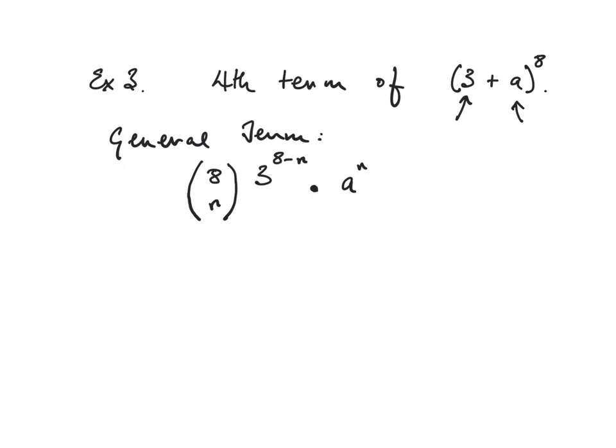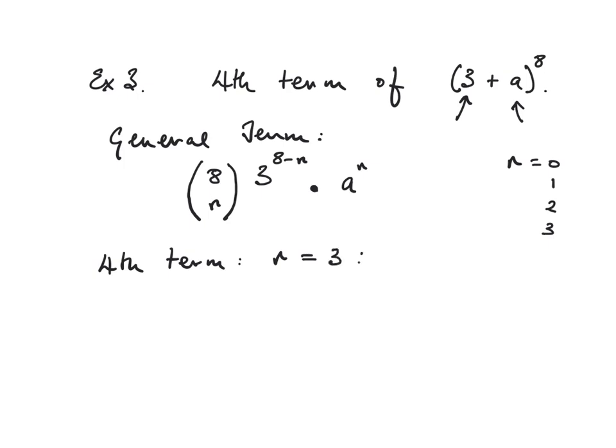So what does it say? We want the fourth term. Well, for the fourth term, that means r has what value? Well, we start counting with r equals 0. So the first term is r equals 0, 1, 2, 3. The fourth term is when r has the value 3.